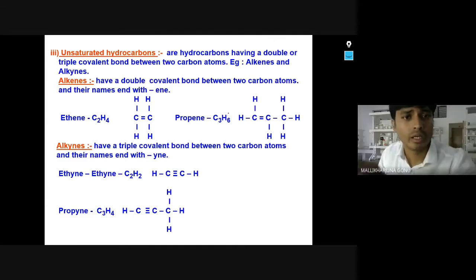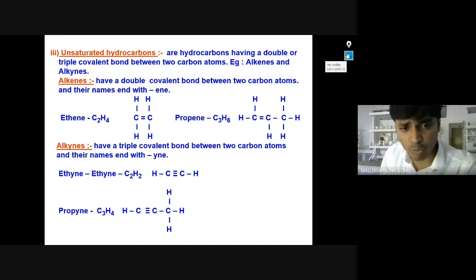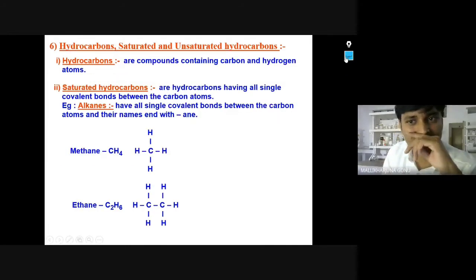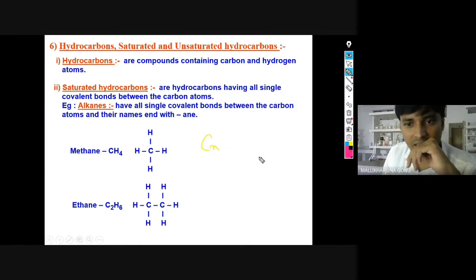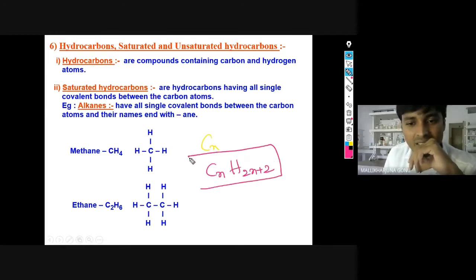Now, we have seen alkanes are saturated hydrocarbons, and one general formula is there for alkanes, that also I will tell you. You have to always check whether it is matching or not. CnH2n plus 2. So this is the general formula for the alkanes. All of you write in your notes. For alkanes, what is the general formula?